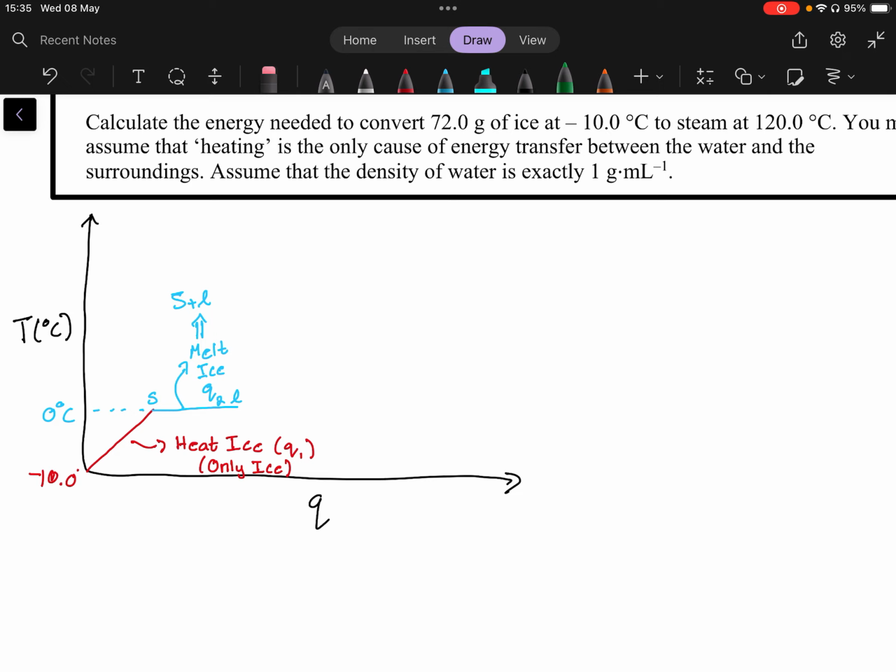Now, what happens after the ice has melted, that we have pure liquid? Then, of course, we keep on heating it until we get to 100 degrees Celsius, because water boils at 100 degrees. So there will be some period where we're simply heating the water. So we heat liquid water. And we call this heat that we add Q2. Okay, so we're going from liquid here to just heating the liquid. So it's just warming up the liquid.